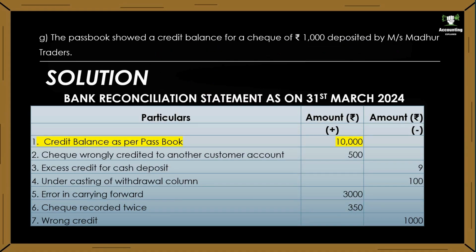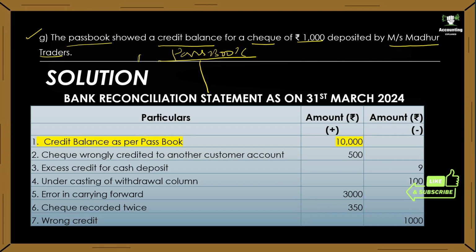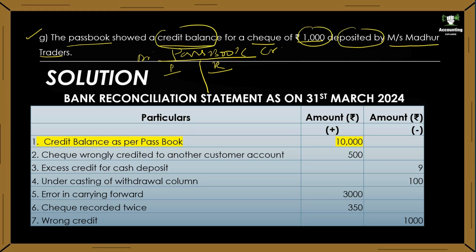Students, we have come to the last point of the question. Point G. The passbook showed a credit balance for a check of rupees 1000 deposited by Messrs. Madhur Traders. What is our company name? Our company name is Madhu Traders. Okay, so in the passbook, first let us write the passbook. DR, CR. We have a check deposit, that is a credit balance for a check of rupees 1000 deposited. On the receipt side, on the CR side, rupees 1000 has been recorded wrongly by the bank.